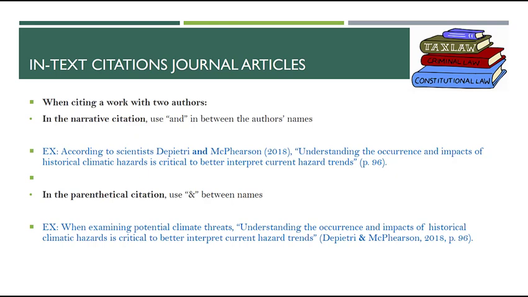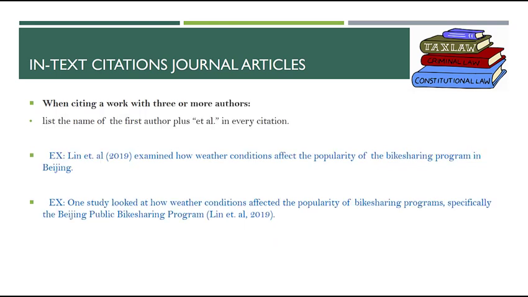When you are citing a work with two authors, in the narrative citation, spell out the word A-N-D in between the authors' names. Immediately following will be the year in parentheses, and if it is a quote, you will have the page number at the end of the sentence in parentheses. If it is a parenthetical citation, use the ampersand between the names in the parentheses at the end of the sentence. If it is a quote, then you have to have the page number as well.